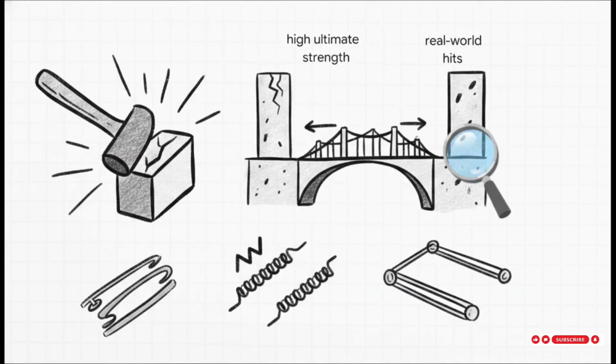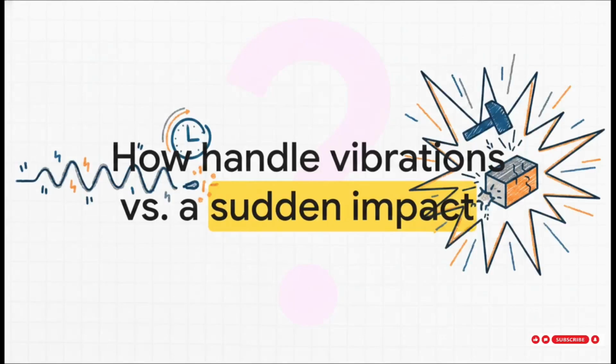And then we have toughness. Honestly, toughness is the brilliant middle ground. It's closely linked to impact strength and indicates a material's ability to absorb energy and deform plastically before actually fracturing. It essentially bridges the gap between just having high ultimate strength and actually being able to take a severe hit in the real world. Which brings us to a really major question for any engineering student.